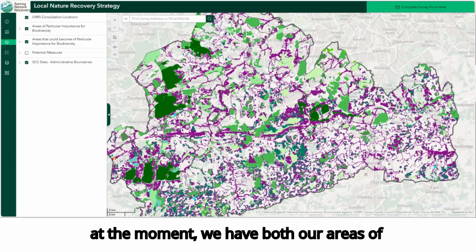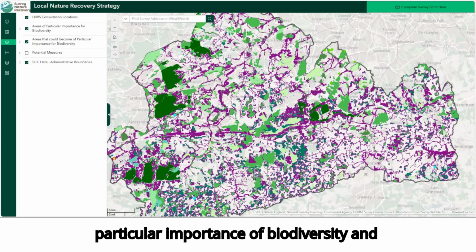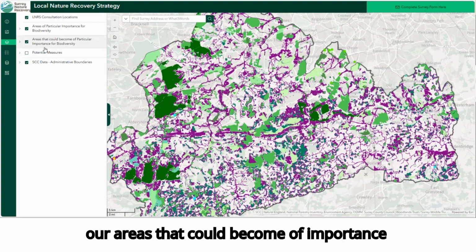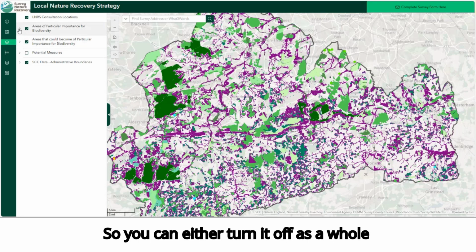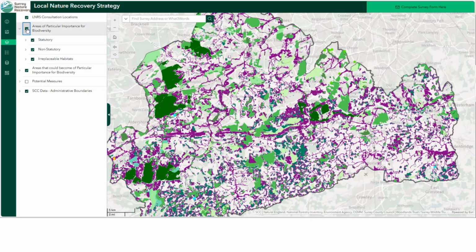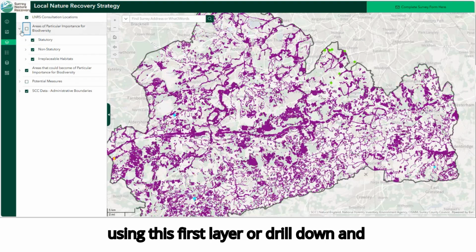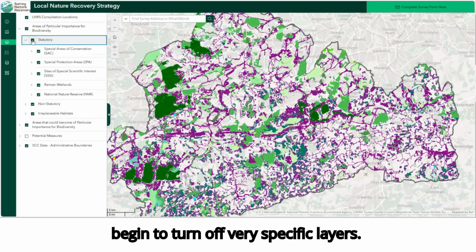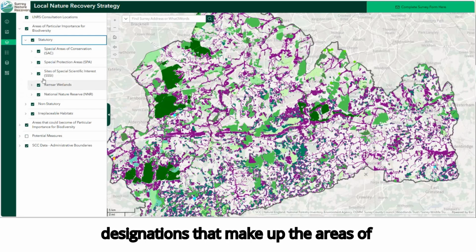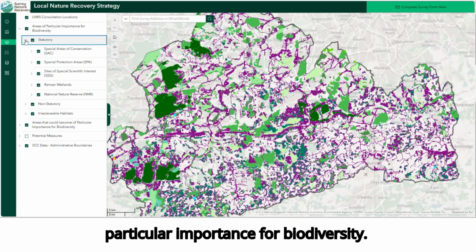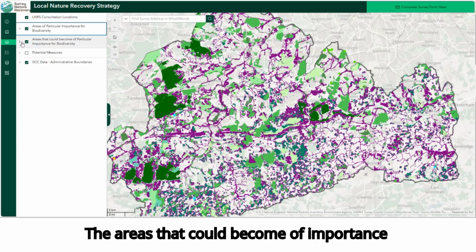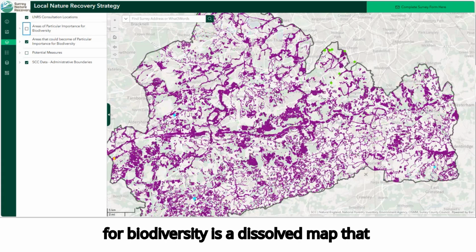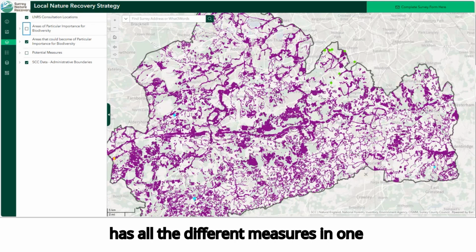So at the moment, we have both our areas of particular importance of biodiversity and our areas that could become of importance of biodiversity layers switched on. So you can either turn it off as a whole using this first layer or drill down and begin to turn off very specific layers. So here we've got all the different designations that make up the areas of particular importance for biodiversity. The areas that could become of importance for biodiversity is a dissolved map that has all the different measures in one particular layer, which is why it's all purple right now.